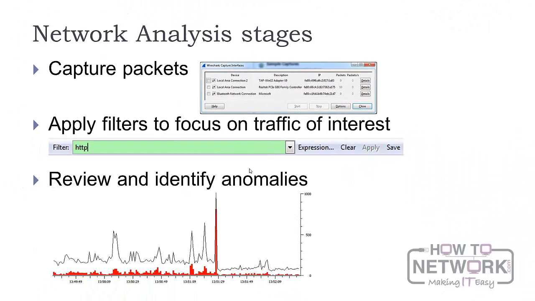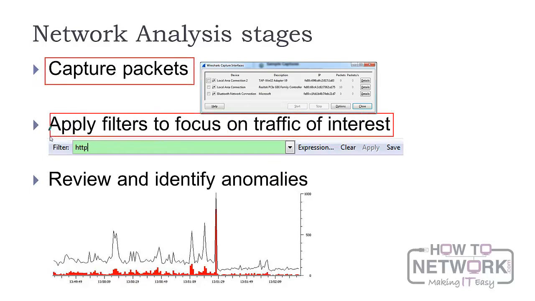So, what does the process of network analysis look like? It consists of 3 stages. Capture packets at the appropriate location, apply filters to focus on traffic of interest, and review and identify anomalies in the traffic.